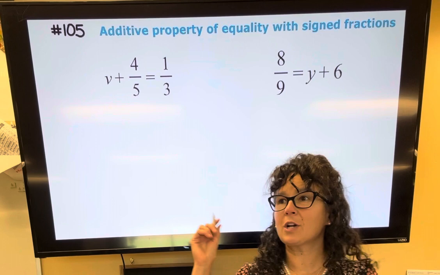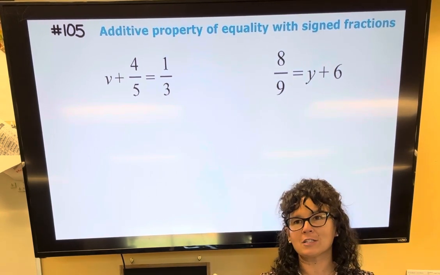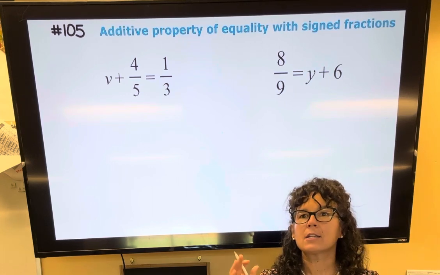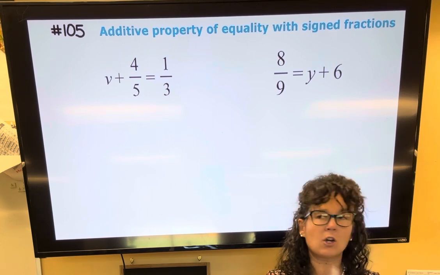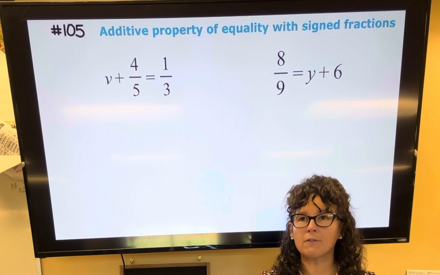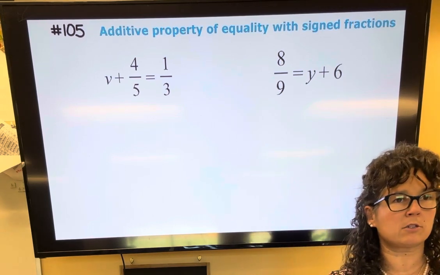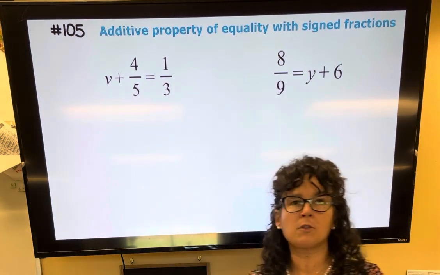I'm hoping when you guys see these equations, I know your first reaction is, oh, it's a fraction, I don't like it, but you can get rid of all fractions. The moment you see an equation has a fraction, your very first thought should be multiply both sides by the denominators. Now this first one has two denominators, both 5 and 3.